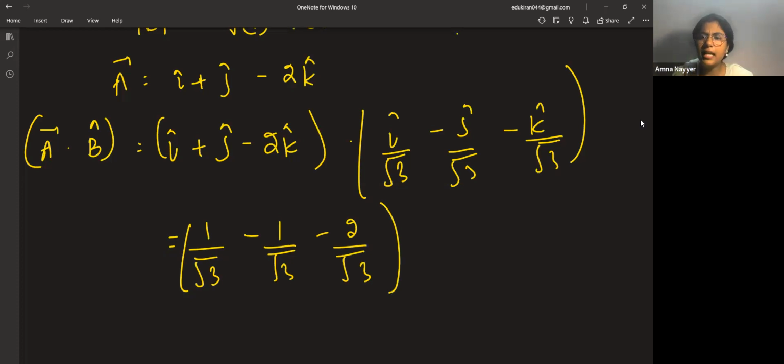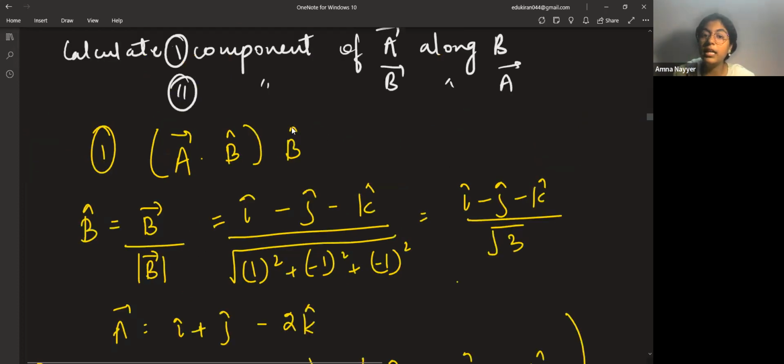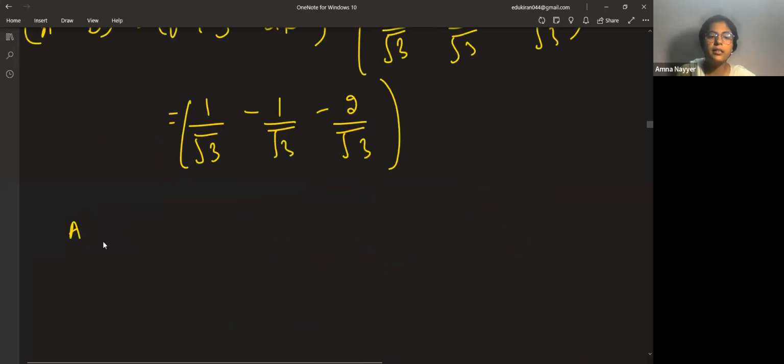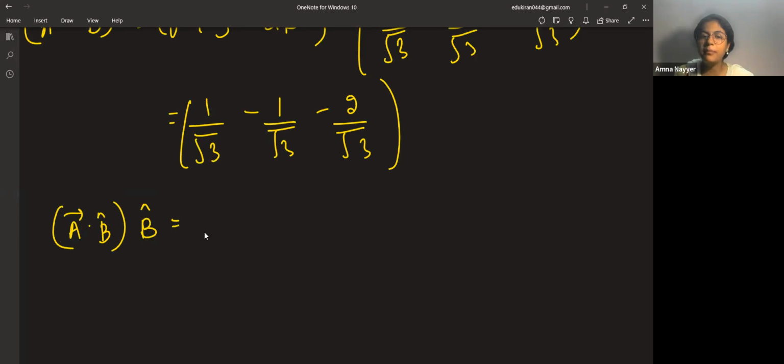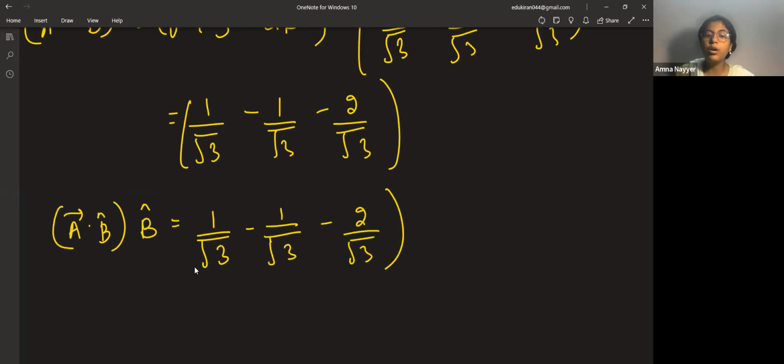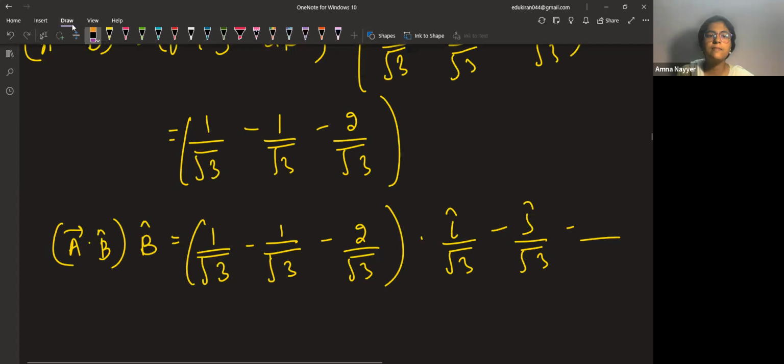Does it complete our answer? Answer is completed when you again multiply it by B cap. So A dot B cap multiplied to B cap. That is 1 by root 3 minus 1 by root 3 minus 2 by root 3. And what is B cap? B cap is I cap by root 3 minus J cap by root 3 minus K cap by root 3.